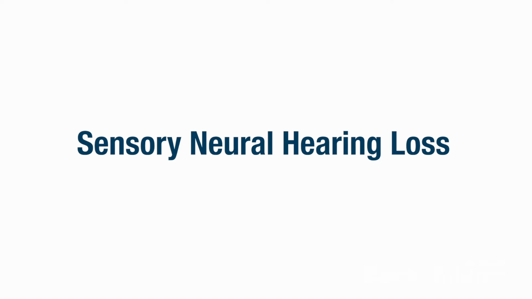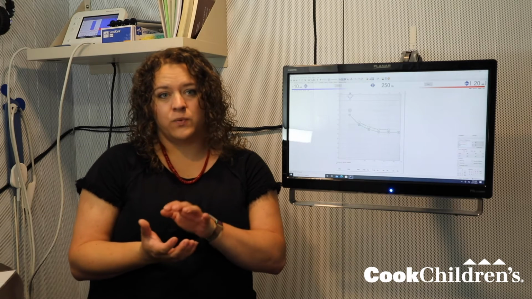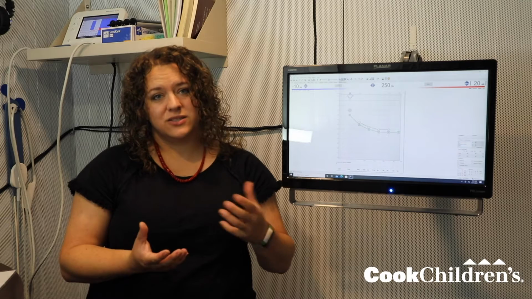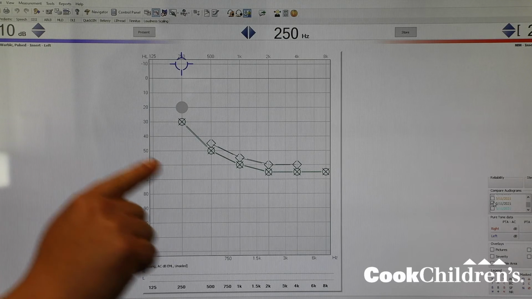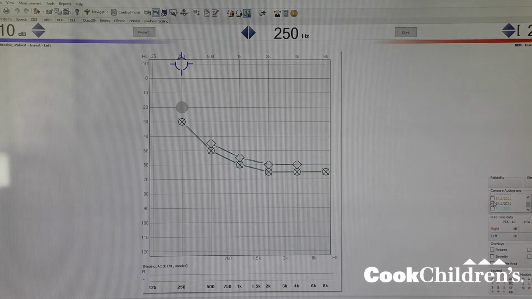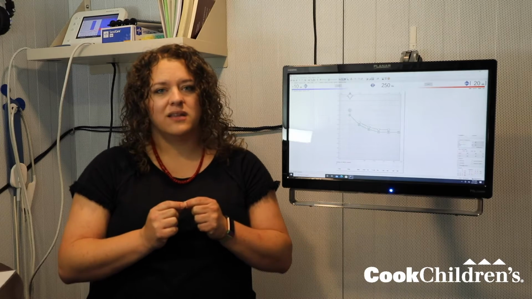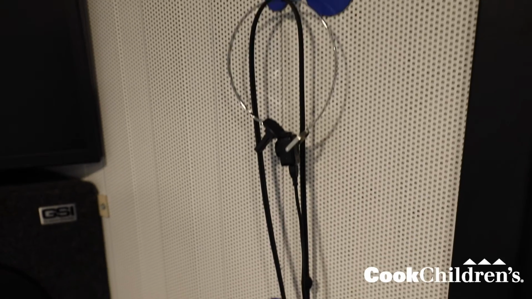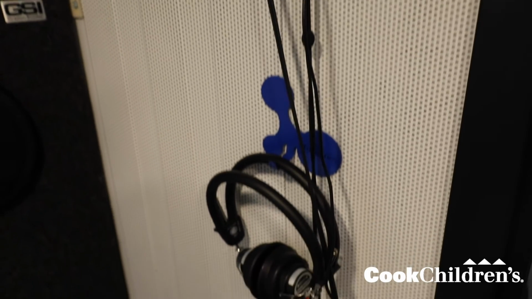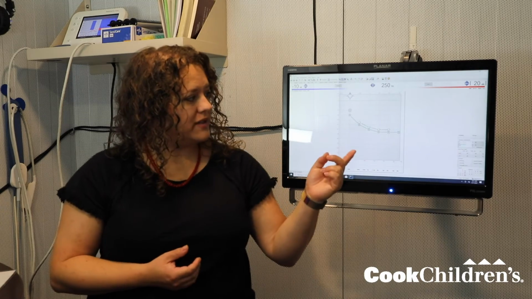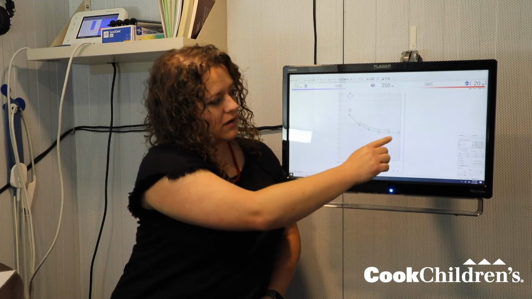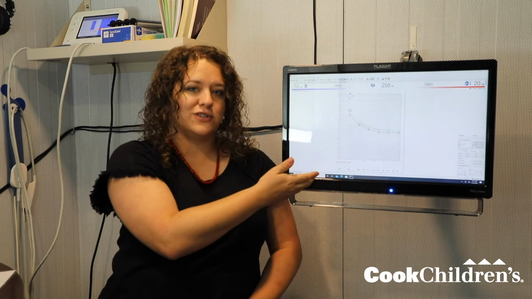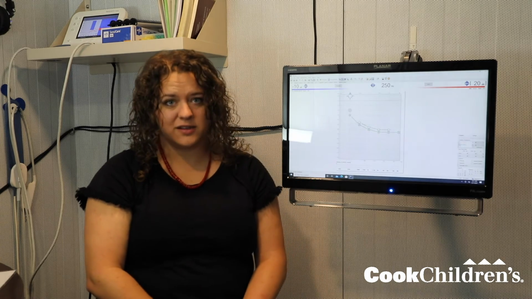A sensory neural hearing loss happens when there's damage to the inner part of the ear or the hearing nerve. With a sensory neural hearing loss on the audiogram, you're going to see the X's and O's outside of that normal range. You're also going to see those brackets close to the X's and O's. That tells us that your child is hearing the same no matter what kind of headphones we use to test their hearing. On this graph, you can see that the X's and O's are further down. So if this was your child's hearing test, we would say that they had a mild to moderate sensory neural hearing loss in both ears.